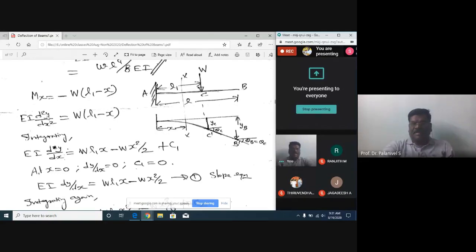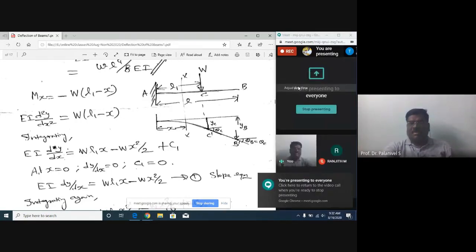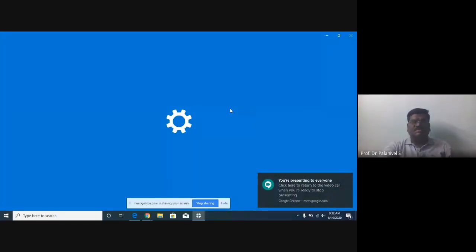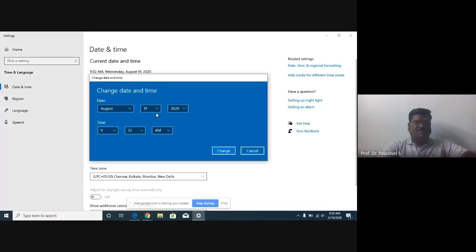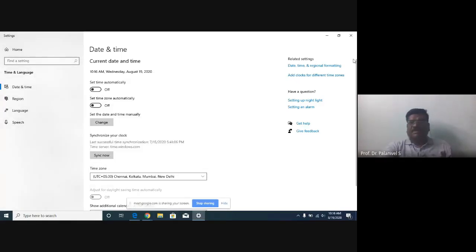EI d square y by dx square. Oh, the timing is also wrongly shown. Why does it show 9:31 AM, only a few minutes more? That is why I am facing a lot of problems with the recording and all. Some problem is there with the battery of this laptop, I think, in the power connection. Better I will avoid using it in the next class. I will use some other laptop. Since the times are shown wrongly, it may not record, it will stop, it will come out, it will do all these things because of that problem.